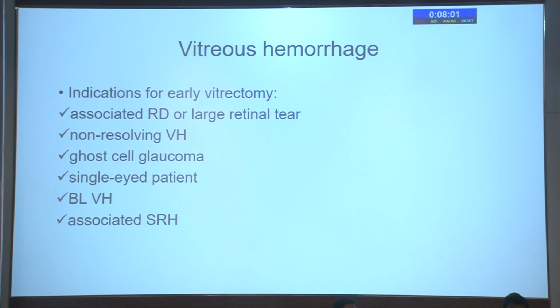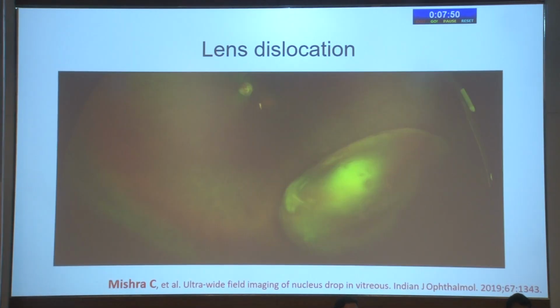These will include associated retinal detachment or a large retinal tear, non-resolving vitreous hemorrhage, ghost cell glaucoma, a single-eyed patient, bilateral vitreous hemorrhage, or if it is associated with subretinal hemorrhage. Another one is lens dislocation, in which we have to go for PPV and PPL, and the IOL can be put in at this stage or maybe in the next stage.